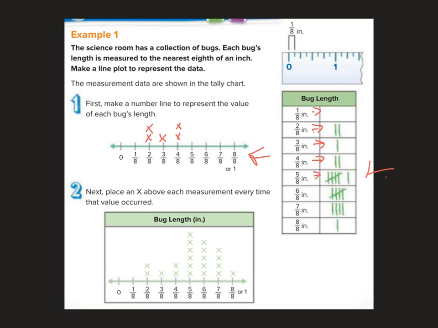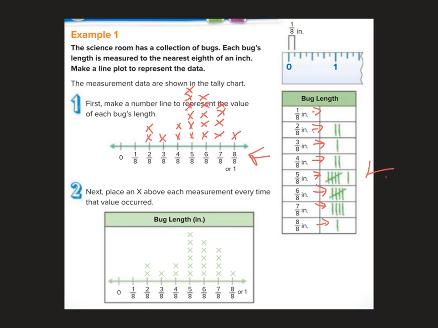5/8 is 6. 4, 5, 6. 6/8 or 3/4 is 5. 1, 2, 3, 4, 5. 7/8 is 4. And 8/8 or 1 is 1. So that's what our line plot should look like.